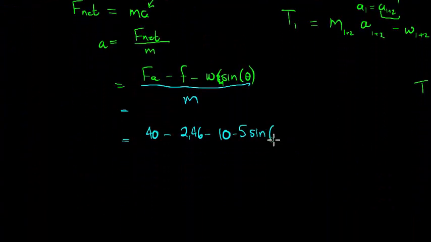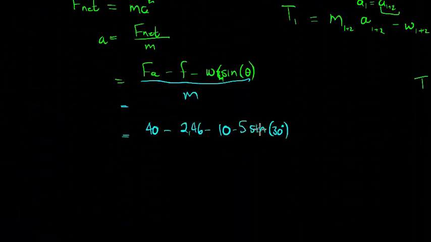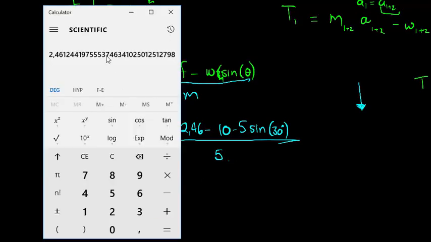Okay, minus sine, and then it's 30 degrees. Was it 30 degrees? It's 30 degrees. Yeah. That's the weight in the direction. So remember, if it's on a surface, we'll always have to do weight as a sine of 30. Okay, divided by the mass of the whole system, this will give me my acceleration. So what do we get?